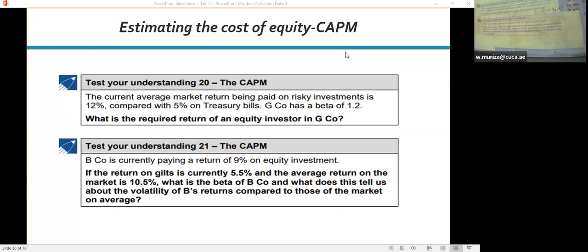They say the current average market return being paid on risky investments is 12%. So which one is it going to be? What is 12% here? That is ERM, that is being paid on the risky investments, on average. Compared with 5% on treasury bills, this is the minimum interest rate, and that is the risk-free rate of return. Now we have to see BI. G company has a beta of 1.2. So this will be the required return for an equity student as per CAPM.